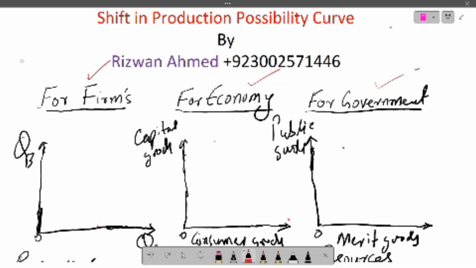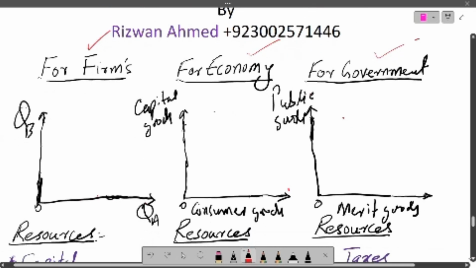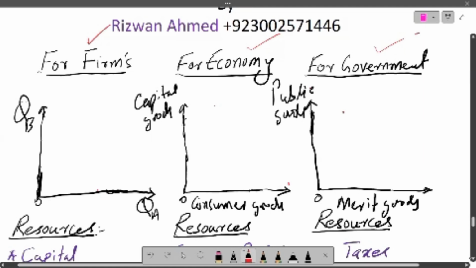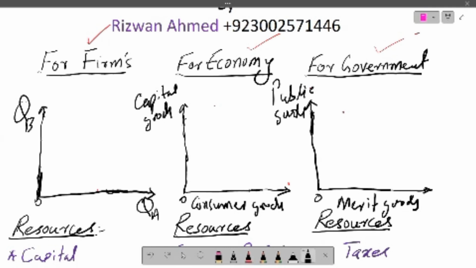So, when we talk about the shape of the PPC, the shape is always concave to the origin, especially in O levels, and in A levels we also talk about the shape of the PPC. When we construct the PPC of a firm, economy, and government, it will be concave to the origin. But the most important thing to consider is what we put on the x-axis and y-axis. With respect to a firm, we can put either two goods, two services, or one good and one service. That's why I'm mentioning here quantity of product A and quantity of product B in the firm's graph, and its PPC will be concave to the origin.